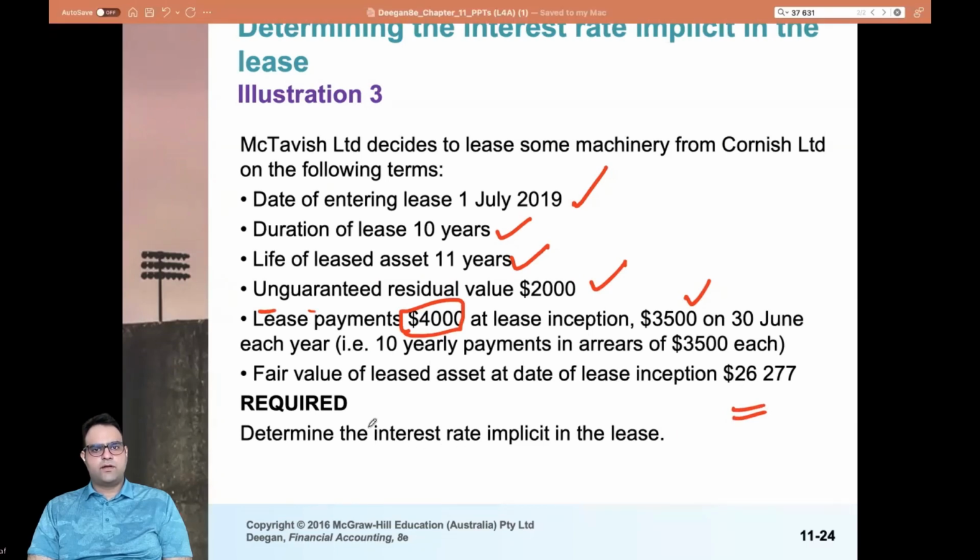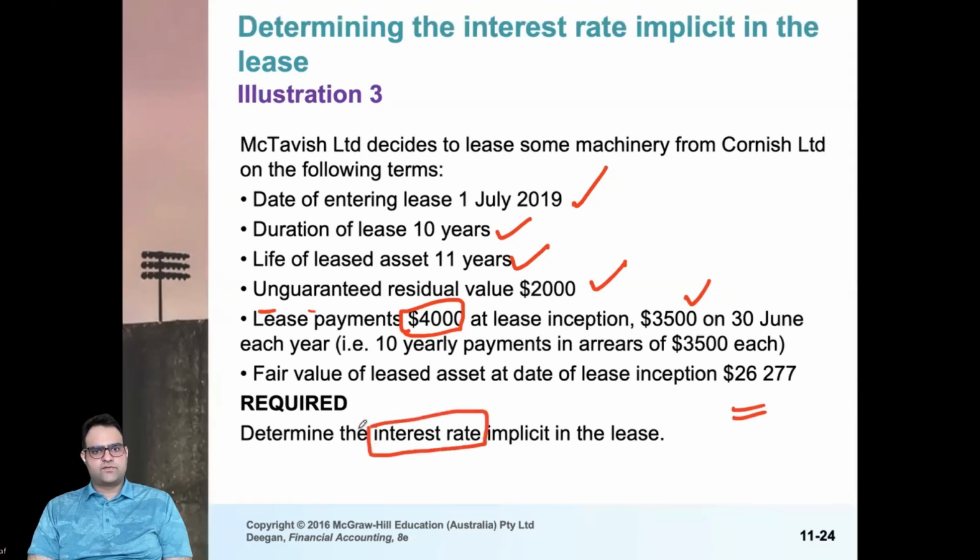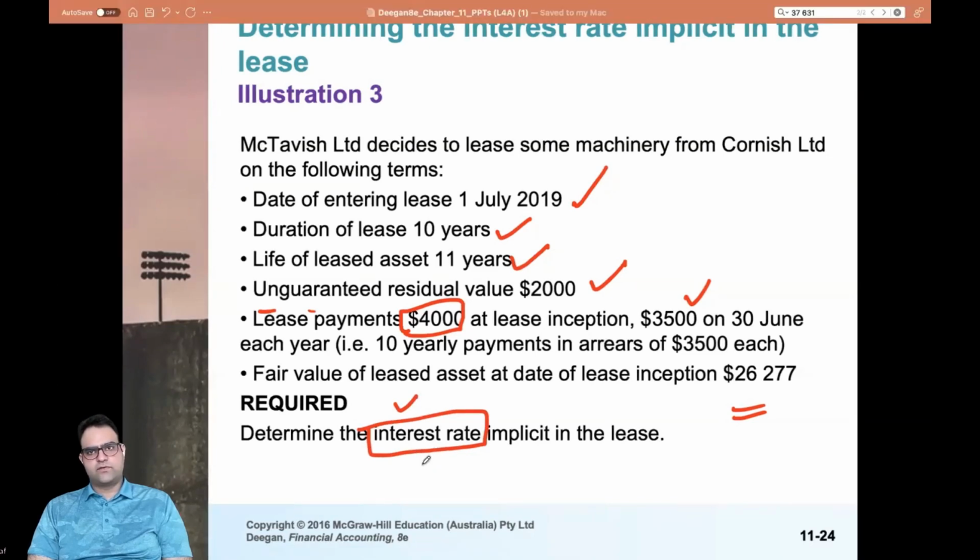So what you need to determine is to calculate the interest rate. The interest rate is the issue here to calculate. Very interesting question. All the details are given, but the interest rate is to be calculated. So how do we solve this question?